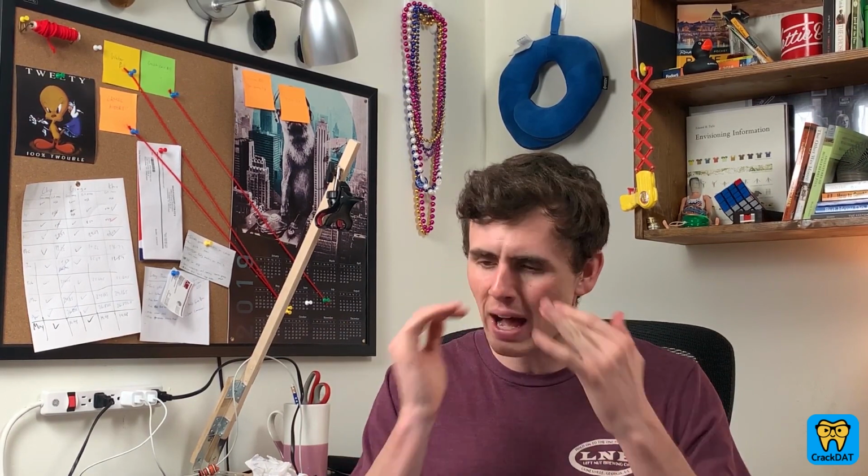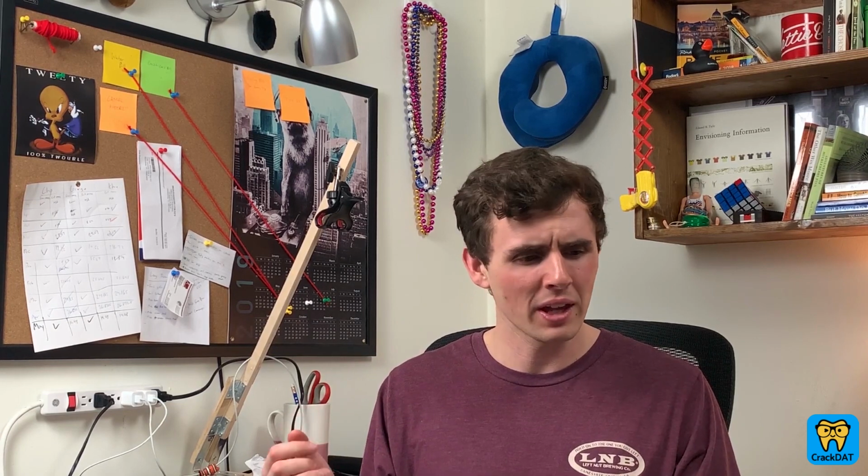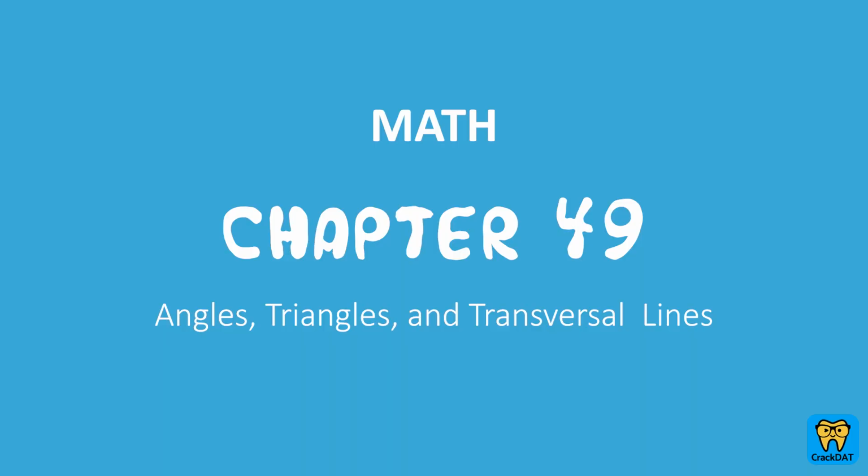And last time we talked about triangles, there was something I wanted to tell you but forgot what it was. It started with an A. Something like Antonio, anglers, antlers. No, that's right. Angles, triangles, and transversal lines. Of course. I'm really excited. Let's get started.